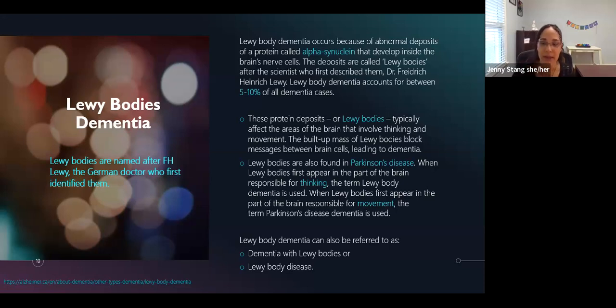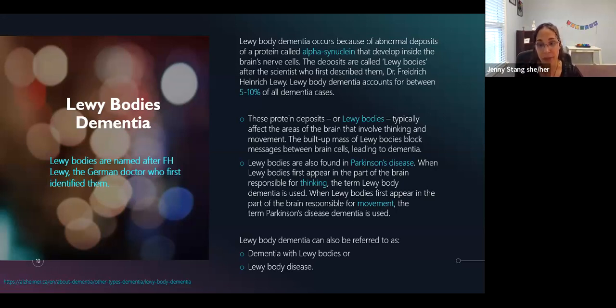These protein deposits, or Lewy bodies, typically affect the areas of the brain that involve thinking and movement. The built-up mass of Lewy bodies blocks messages between the brain cells, leading to dementia. Lewy bodies are also found in Parkinson's disease.